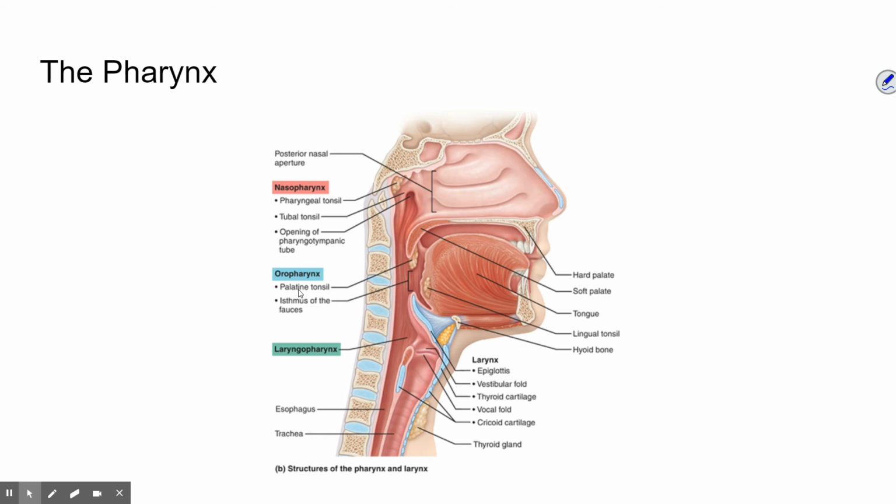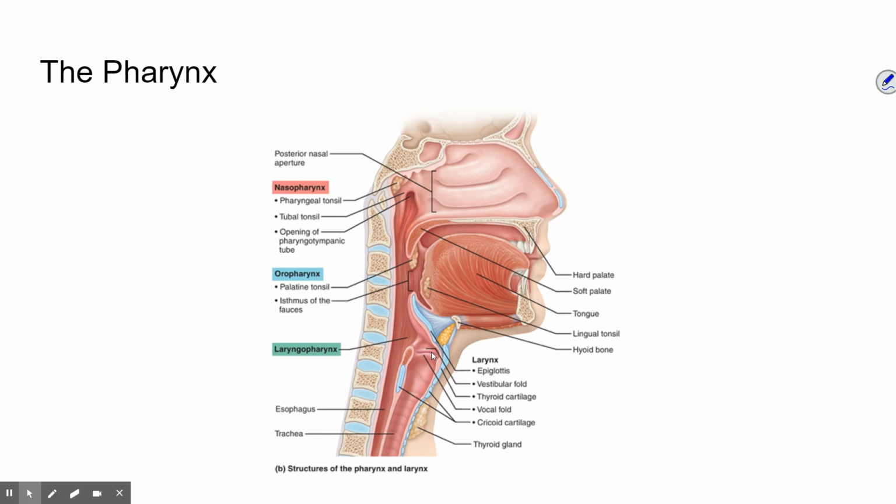Next is the oropharynx. This is the passageway for food and air, and that goes back here. Oro means mouth, so this is kind of the mouth part of the pharynx. And then there is the laryngopharynx, because here is the larynx, which is the voice box. We'll talk about that in the next video.